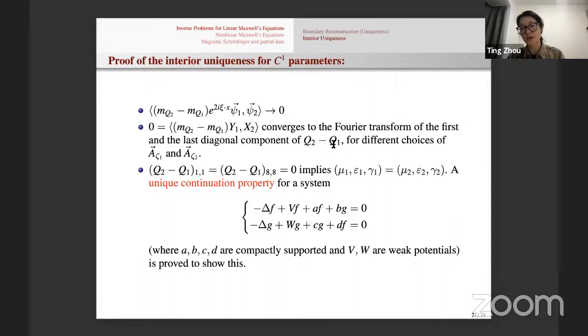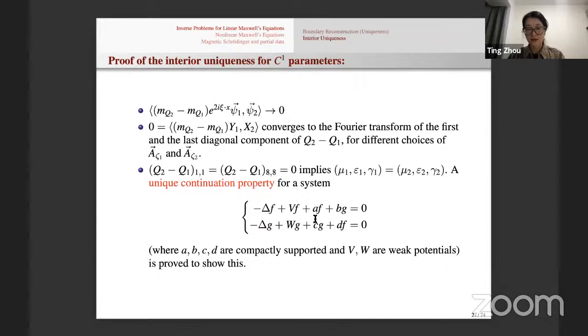Keep in mind q2 and q1 are similar to the q2 and q1 in the scalar case, which essentially is the Laplacian of the parameters over the square root of the parameters. Very similar format. So the diagonal component, the first and last component, will give you the final proof saying that the two sets of the coefficient are identical to each other. But it's not so trivial here. You need to develop a unique continuation property for this system here.